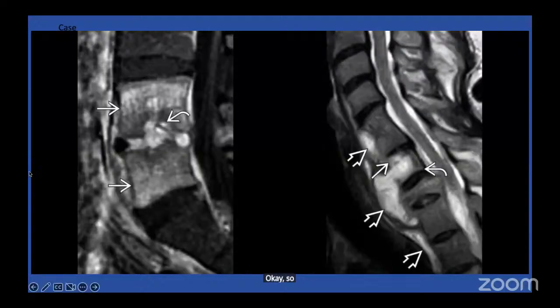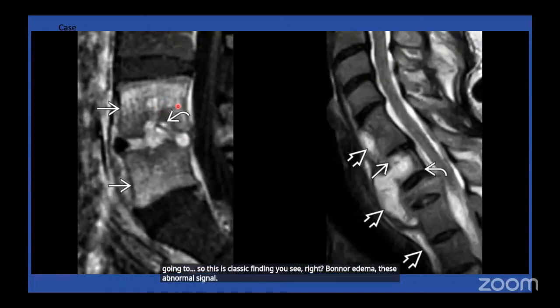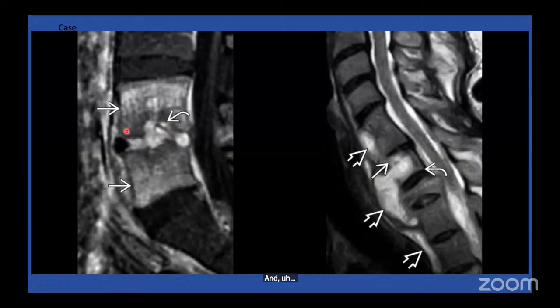Okay, so this is classic, right? Let me put the pointer. So this is a classic finding you see, right? Bone marrow edema, disc abnormal signal, and this is contrast, right? So there's enhancement and there's a pre-vertebral fluid, and maybe there's a post, it is hard to tell, right? Due to the axial. So this is typical discitis osteomyelitis.